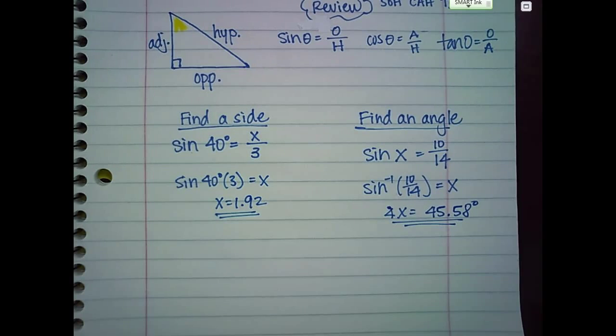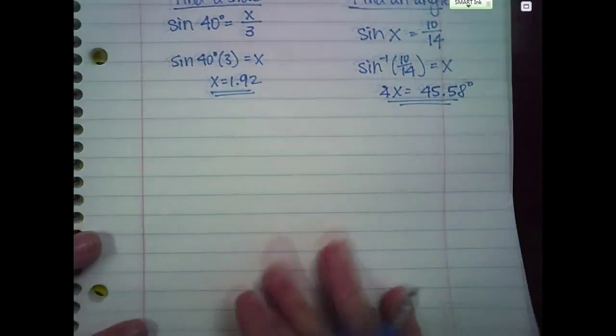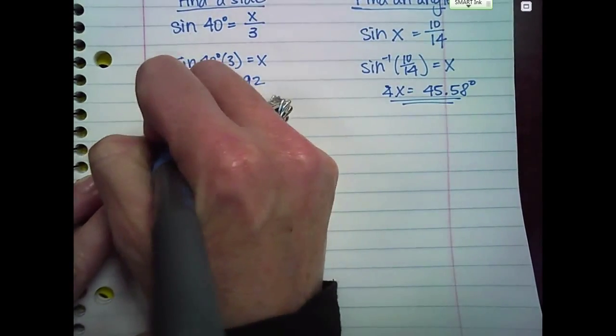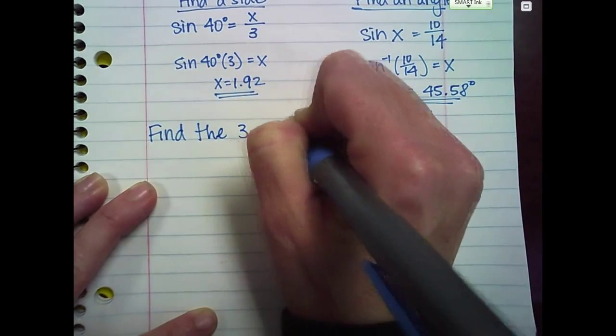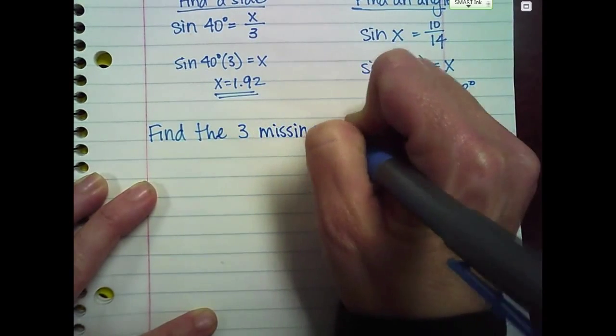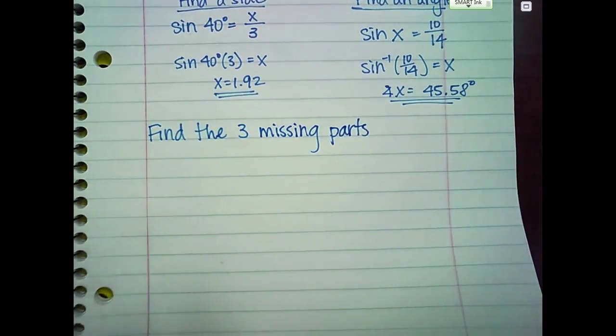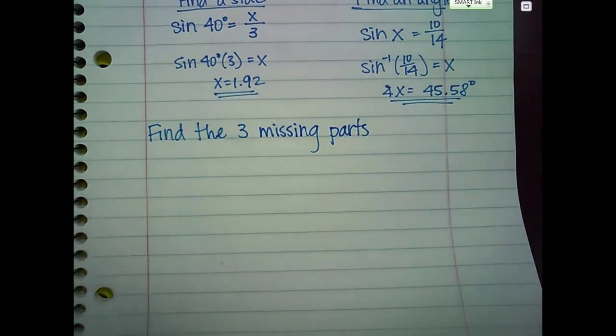Basically what's going to happen is I'm going to give you a triangle, I'm going to give you a little bit of information, and you're going to help me fill in all the rest. So let's start with our triangle. Your directions are to find the 3 missing parts. That's the goal. Find the 3 missing parts.